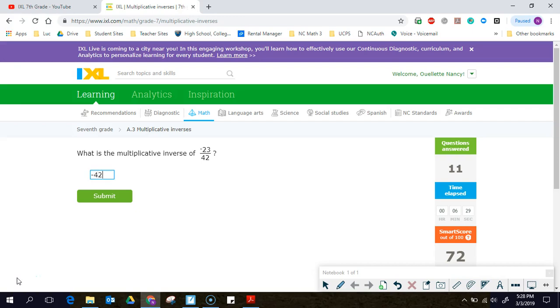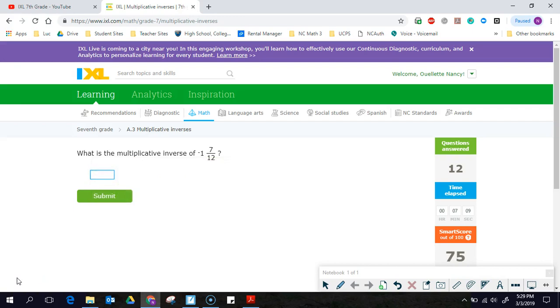Now, I will tell you this. If you are working on an EOG, make sure I get that in there right. As far as what's technically right and wrong, that negative could stay with that 23 and it would still be the correct answer. However, if you're working on an EOG and it's a gridded response, you definitely want to make sure that negative is in the numerator. I think IXL does it the same way, but I'm not sure if you left it in the denominator or with the 23, if it would count it right. But just understand that if you're working on your EOG, you want to put the negative in the numerator. So you want to switch it to the 42.